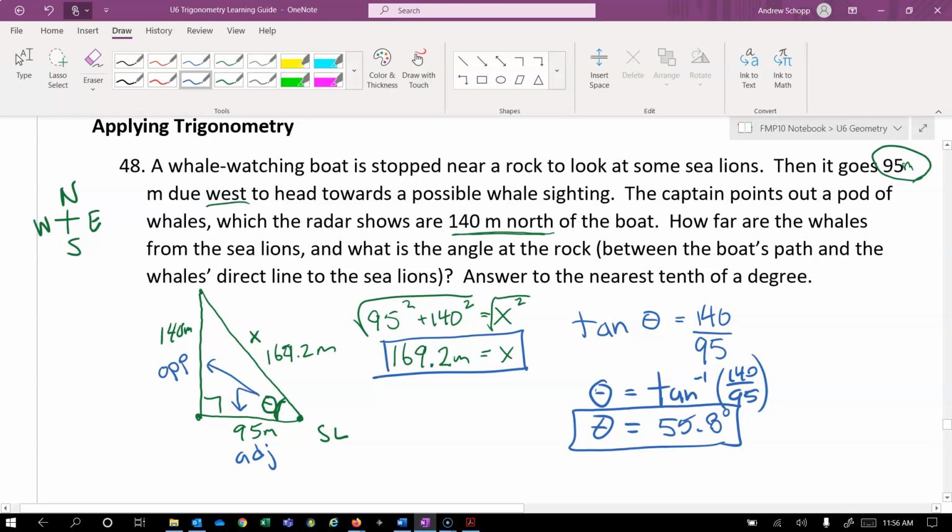So just a reminder, you might need to use your compass, take some time in drawing the picture, and then labeling the information of what you know and what you need to find.